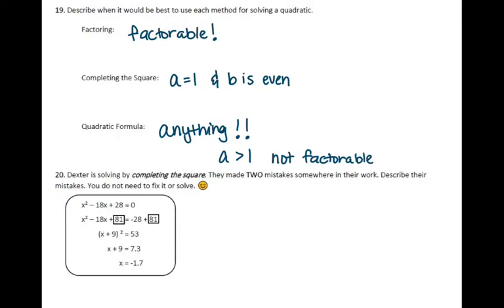All right. Dexter is solving by completing the square. They made 2 mistakes somewhere in their work. Describe their mistakes. You do not need to fix it or solve. Okay, so let's think about what was going on in Dexter's head. For completing the square, the first thing you need to do is move your C to the other side. So they did do that, since they subtracted 28 from both sides. That's where this negative 28 came from.